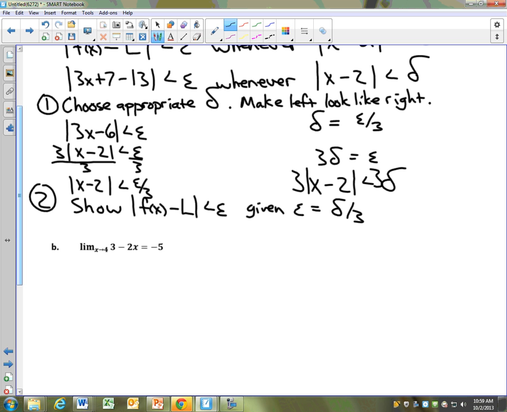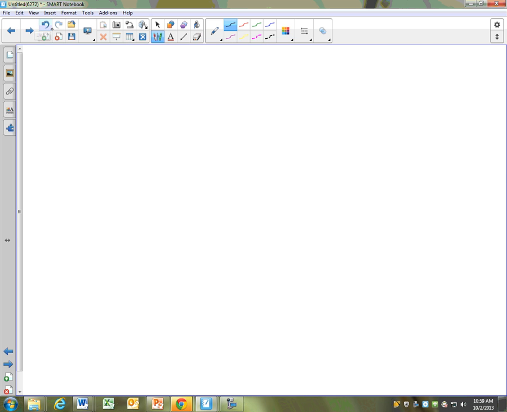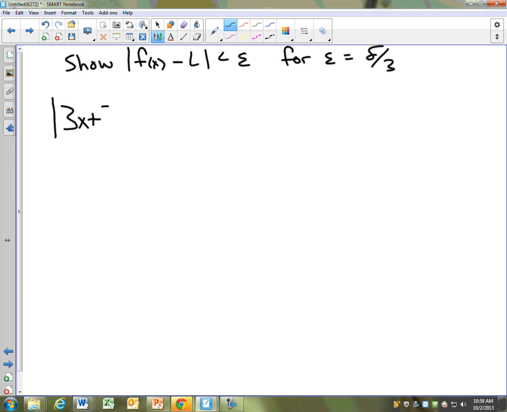Okay, so now we need to show this. Okay, so you can put your writing right there. I need just a little bit more space. So again, what I said is show, I'll just write so we all see it, show f of x minus the limit is less than epsilon for epsilon equal to delta over 3. Okay, so I'm going to write this. F of x minus L less than epsilon, which is, our function is what? Plus 7.